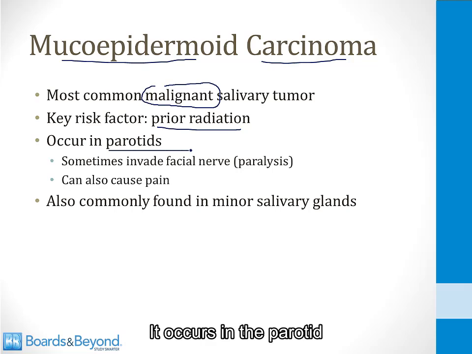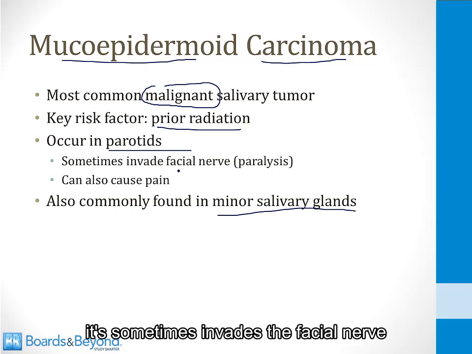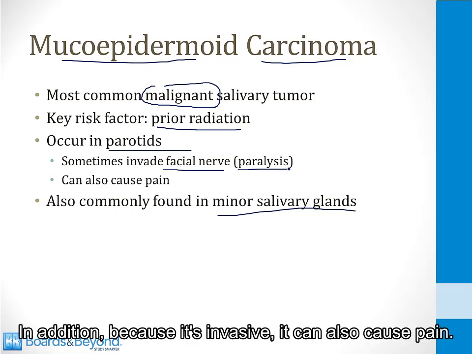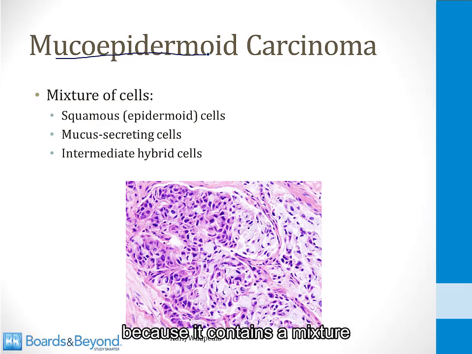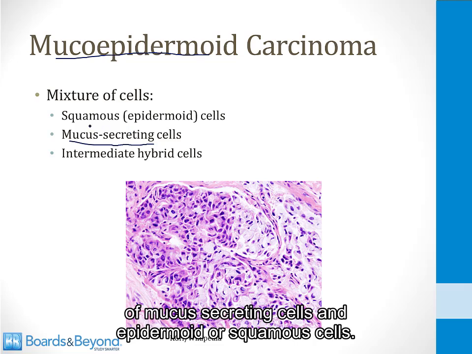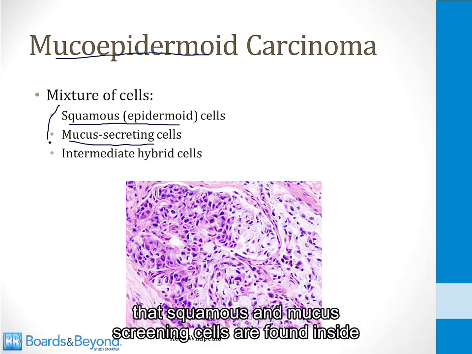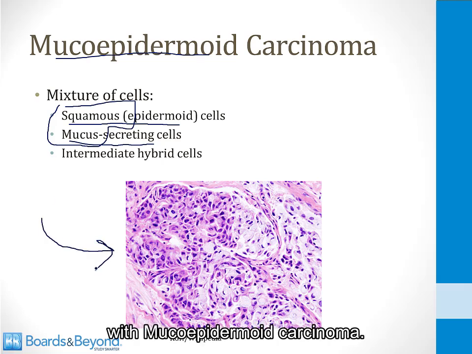It occurs in the parotids, although it's also commonly found in some of the minor salivary glands. And when it occurs in the parotids, because it's invasive, it sometimes invades the facial nerve, and that can lead to weakness or paralysis on one side of the face. In addition, because it's invasive, it can also cause pain. The reason it's called a mucoepidermoid carcinoma is because it contains a mixture of mucus-secreting cells and epidermoid or squamous cells. And this is what you want to know for step 1, that squamous and mucus-secreting cells are found inside of these carcinomas. This is a biopsy specimen of a patient with mucoepidermoid carcinoma.